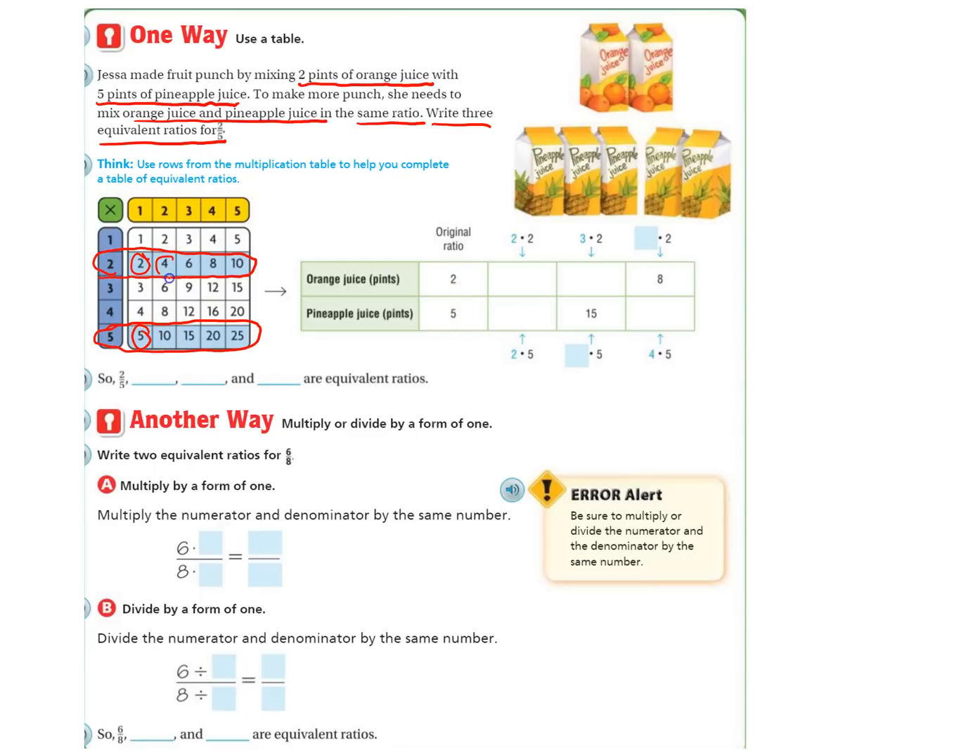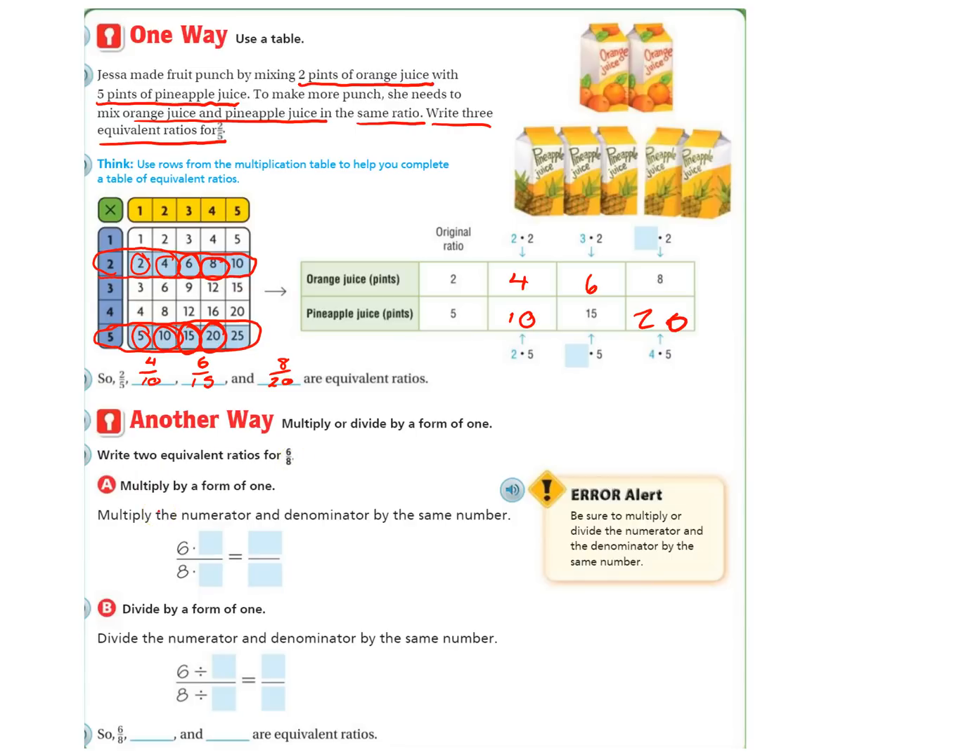So our next equivalent ratio would be 4 to 10. Our next equivalent ratio, 6 to 15. You already have the 15. Next one, 8 and a 20. Okay, so 2/5 and 4/10 and 6/15 and 8/20 are equivalent ratios. They're also equivalent fractions. All right, write 2 equivalent ratios for 6/8.